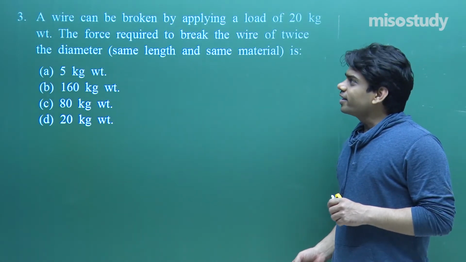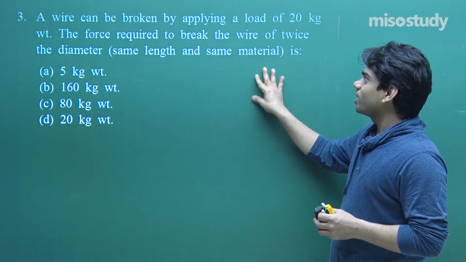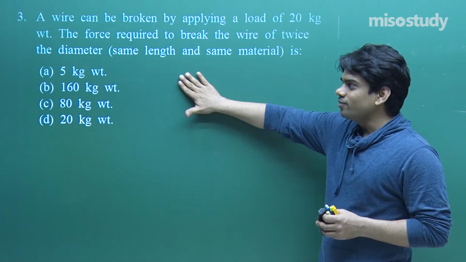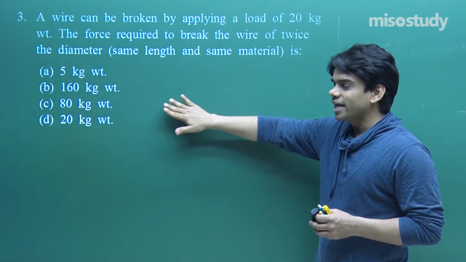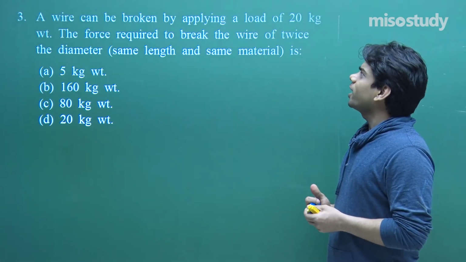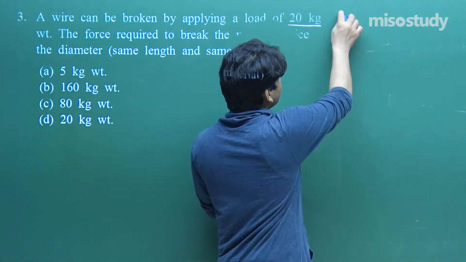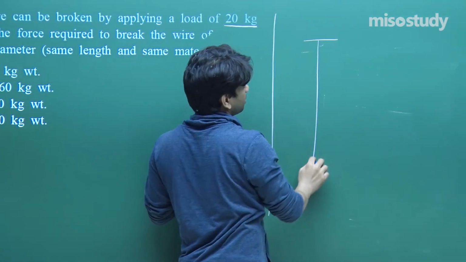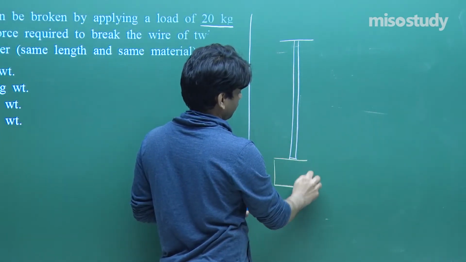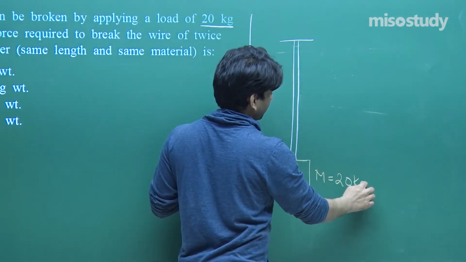Third, a wire can be broken by applying a load of 20 kg weight. The force required to break the wire of twice the diameter, same length and same material is A 5 kg weight, B 160 kg weight, C 80 kg weight, D 20 kg weight. Now in this case, a wire can be broken by applying a load of 20 kg weight. So first of all, let's talk about the breaking stress. This is the wire. It can be broken if you are applying a mass of 20 kg.